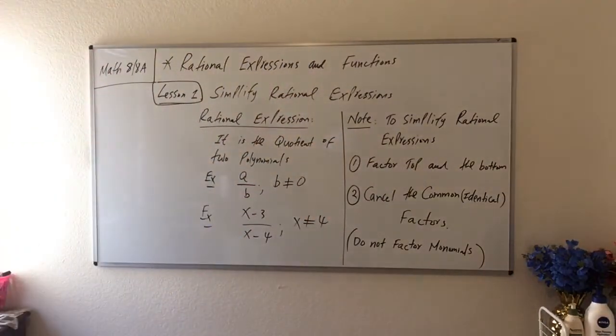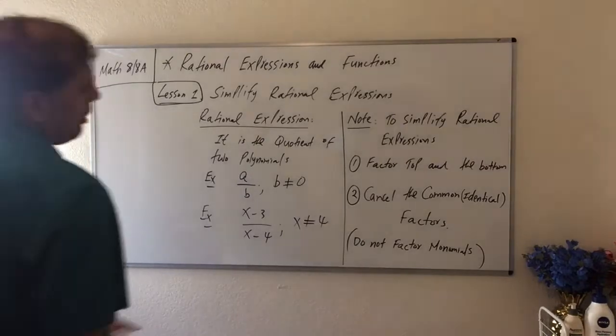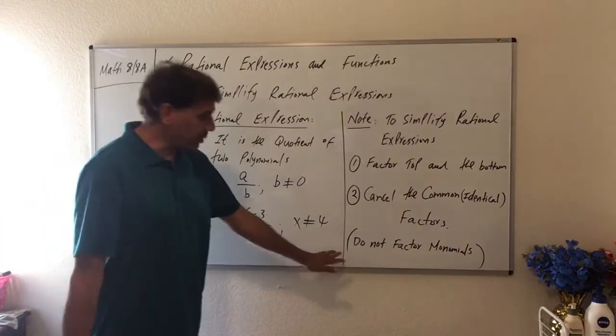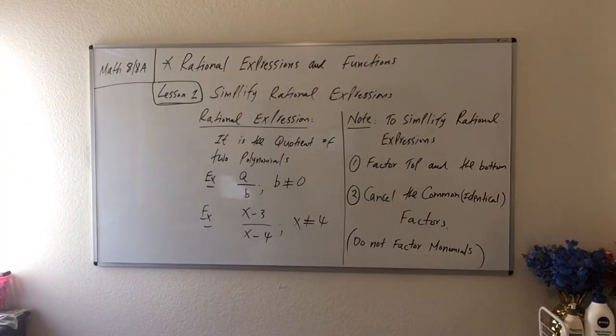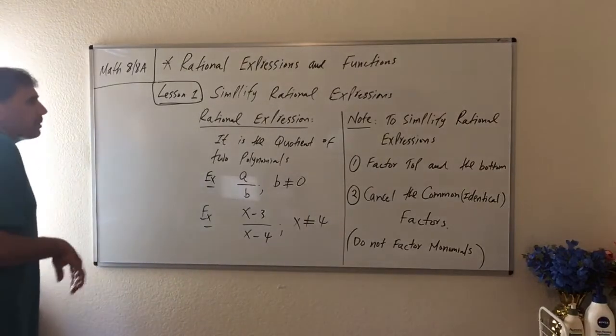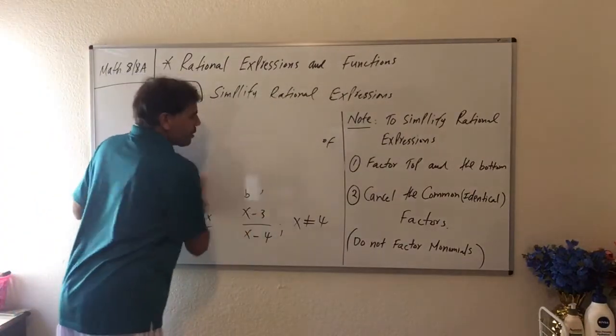So we need to follow those steps. The first step is you factor the top and the bottom. Make sure do not cancel anything. You always factor top and the bottom. And number two, you cancel the common, which is identical factor. When common is identical, it means it must be exactly the same. And also remember, do not factor the monomial. When it's a monomial, we can always use the division rule of exponent, which is you can keep the base and subtract the powers. Okay, so let me show you some examples of how we simplify rational expressions.